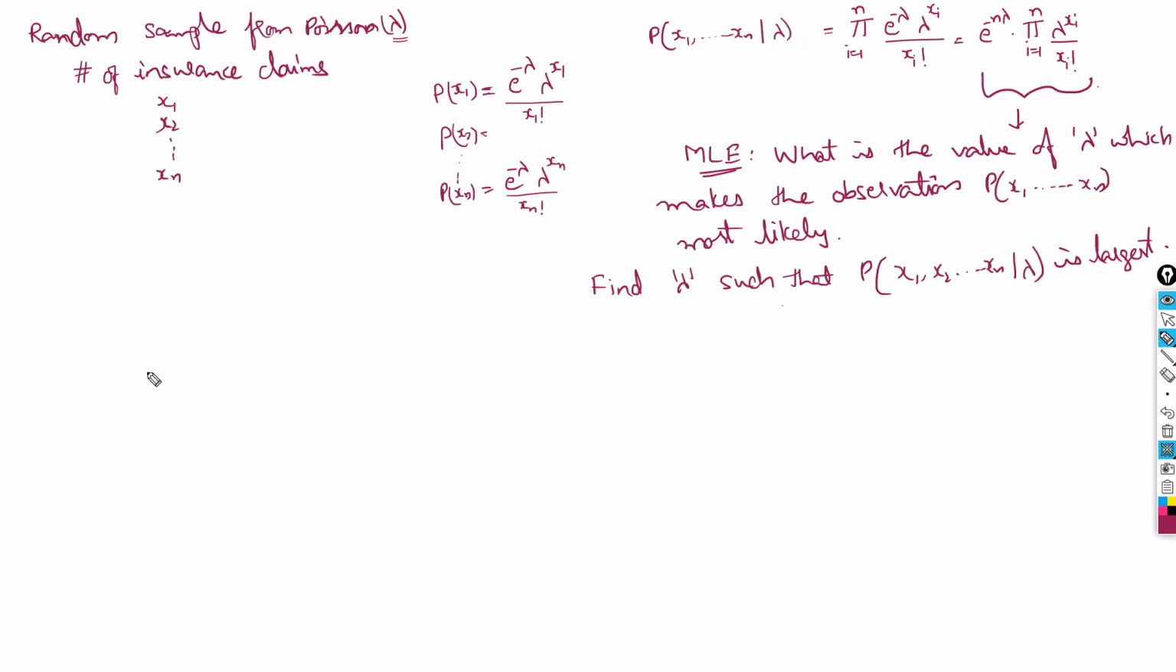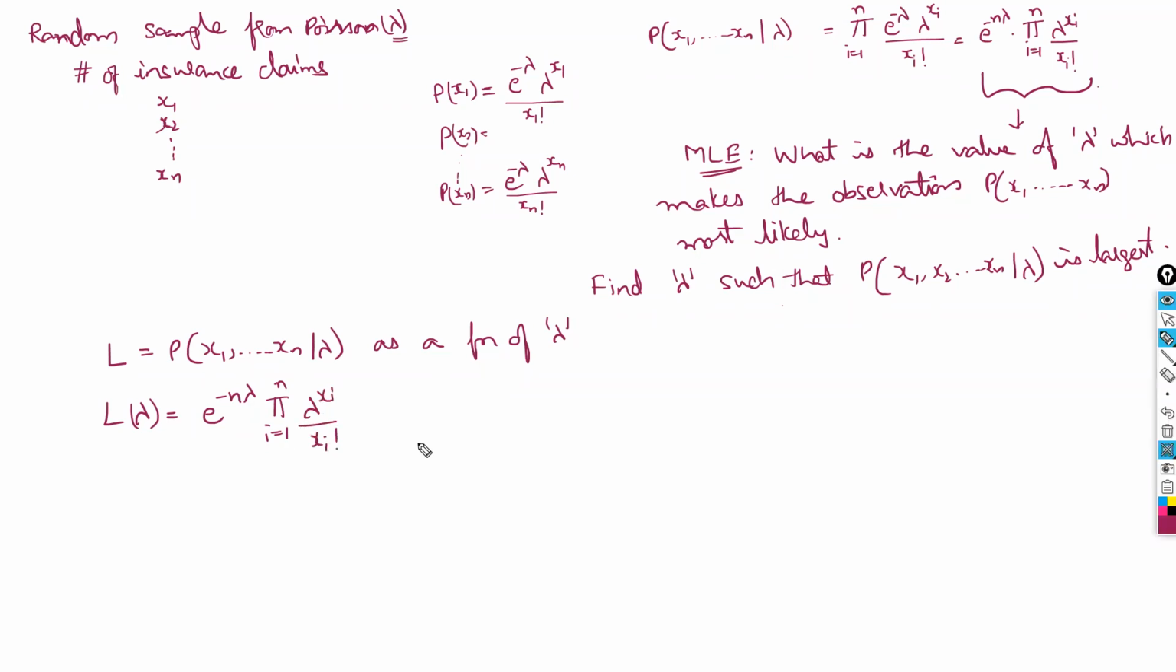And here you can say L is equal to probability of x1 all the way until xn given lambda. L is used as a function of lambda. That is, L of lambda is equal to e power minus n lambda, this part, into product of i equal to 1 until n, lambda raised to power xi by xi factorial. Now our goal is to maximize L.